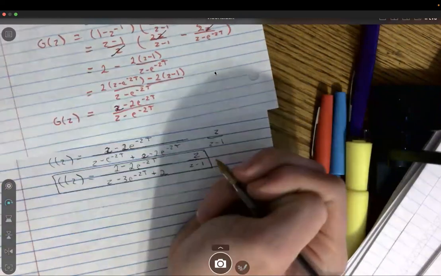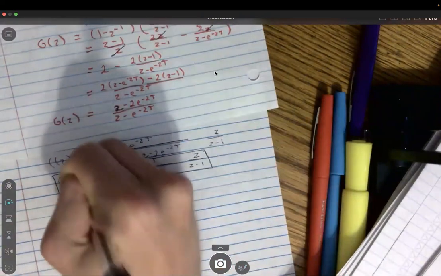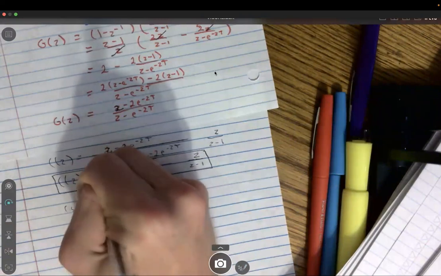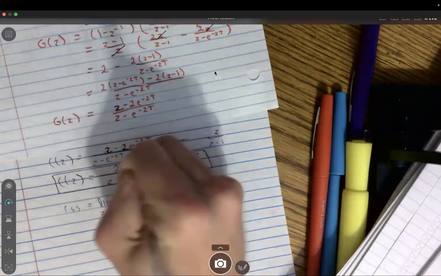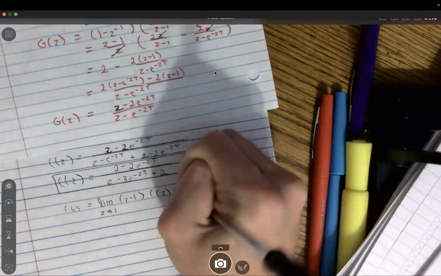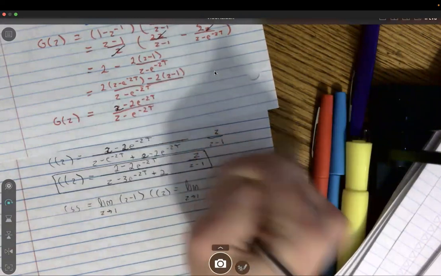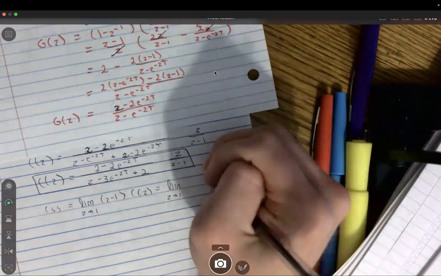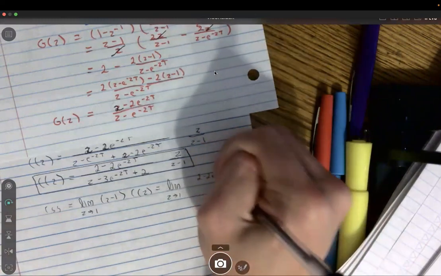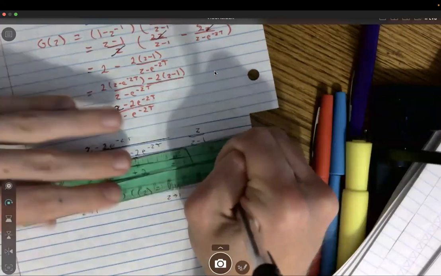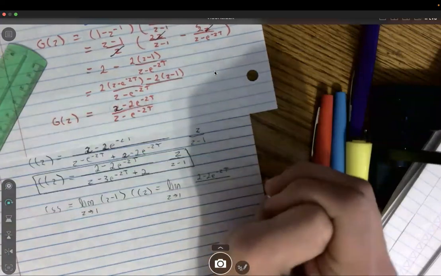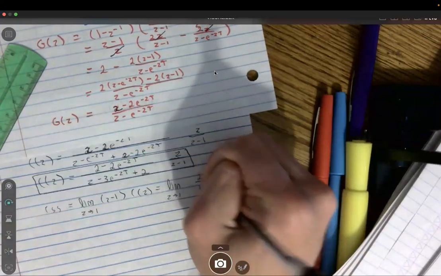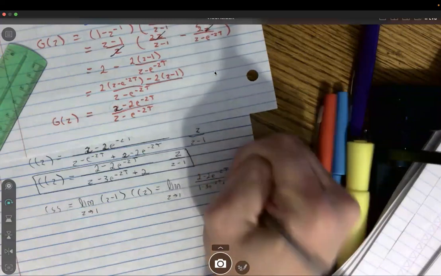To find the steady state value, remember, c of ss is equal to the limit as z approaches 1 of (z minus 1) times c of z. So plugging that in, we get the limit as z goes to 1 of (z minus 1) multiplied by this. Plugging in z goes to 1, you're going to get 2 minus 2e to negative 2t all over, and then here, you're going to get 1 minus 3e to negative 2t plus 2.